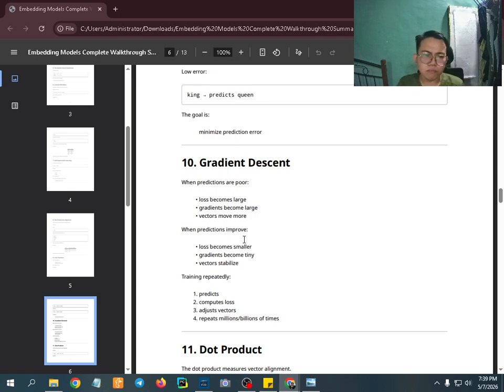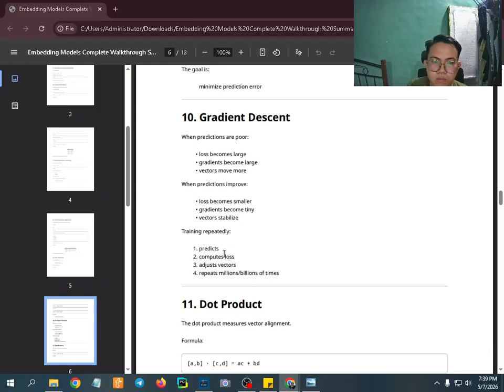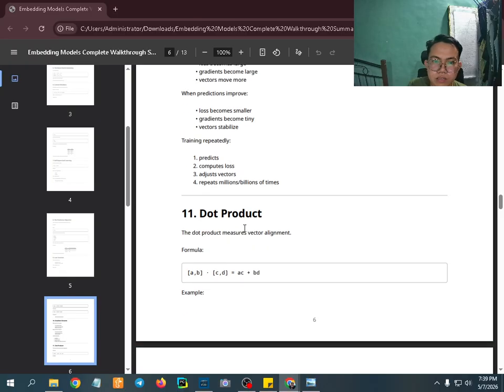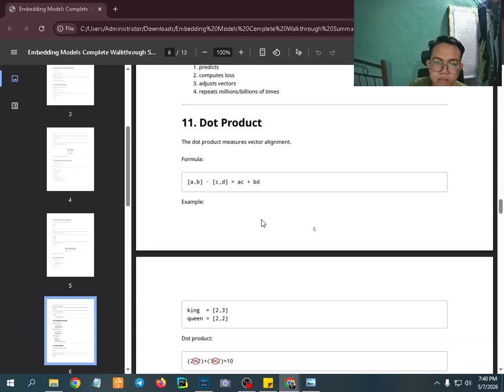When the predictions are poor, loss becomes large, gradients become large, and vectors move more. When predictions improve, loss becomes smaller, gradients become tiny, and vectors stabilize. Training repeatedly predicts, computes loss, and adjusts vectors, repeating millions and billions of times until the vectors are placed where they should be.